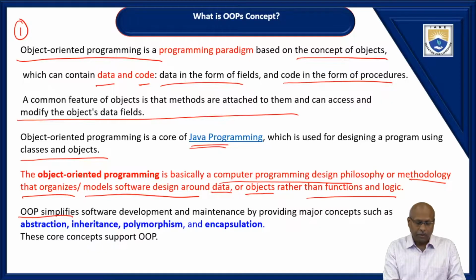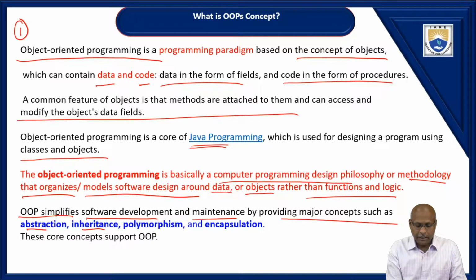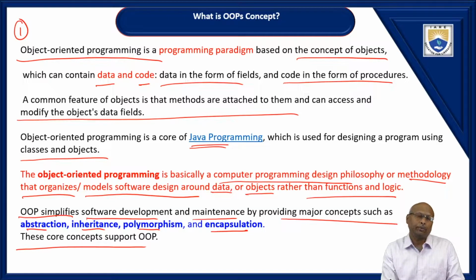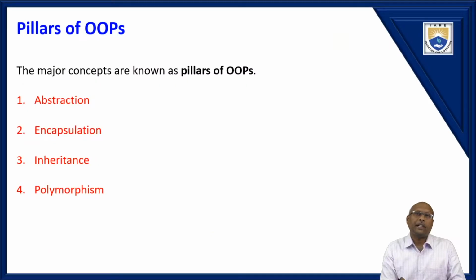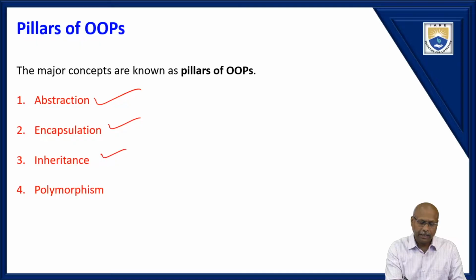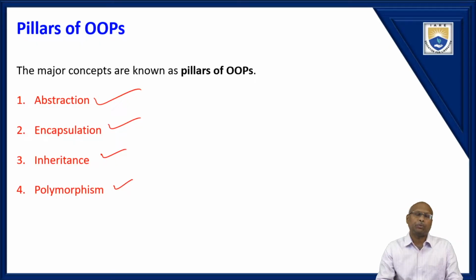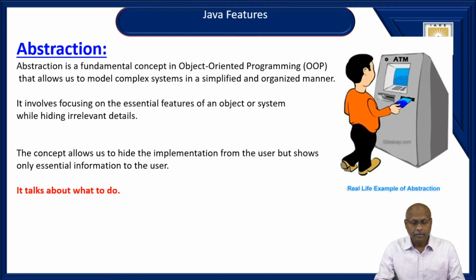Object-oriented programming simplifies software development and maintenance by providing major concepts such as abstraction, inheritance, polymorphism, and encapsulation. They are the core concepts of OOPS. So please remember the 4 important core concepts, or you can say the pillars of OOPS: abstraction, encapsulation, inheritance, and polymorphism. Now we'll discuss them one by one. First we'll go for abstraction.